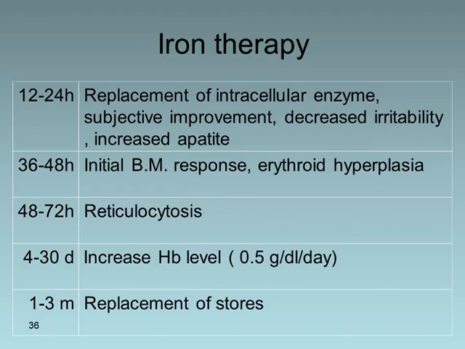What happens when you supply the child with iron? Within 12 to 24 hours, there will be a replacement of the intracellular enzyme, subjective improvement, decreased irritability, and increased appetite. Within 36 to 48 hours, there is initial bone marrow response, erythroid hyperplasia. Within 48 to 72 hours, there will be reticulocytosis, and within 4 to 30 days, there is an increase in the hemoglobin level by 0.5 gram per deciliter per day. And within 1 to 3 months, there will be a replacement of the stores.